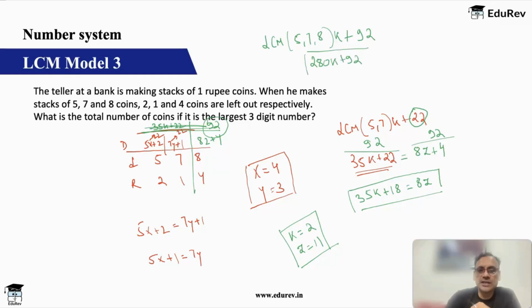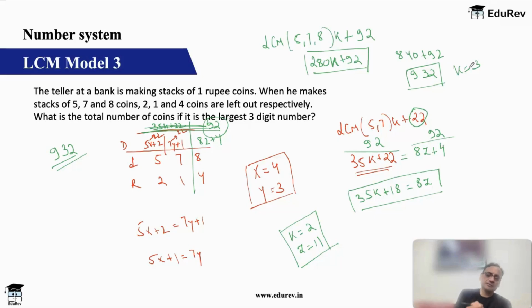The question is asking you for the largest 3-digit number. So you can see that if I put K equal to 3, I'll get 200 is 600 plus 240, 840. 840 plus 92 is 932. So 932 is going to be your answer for this question, which you get for a value of K equal to 3.